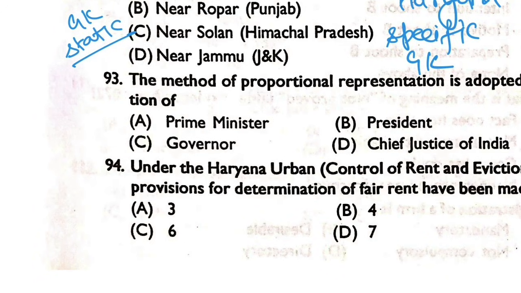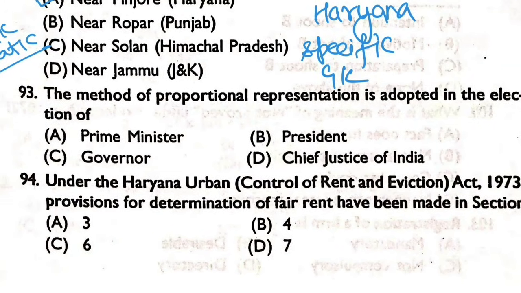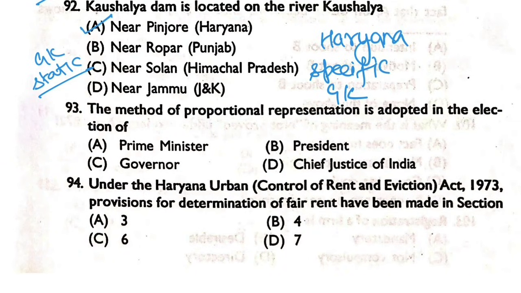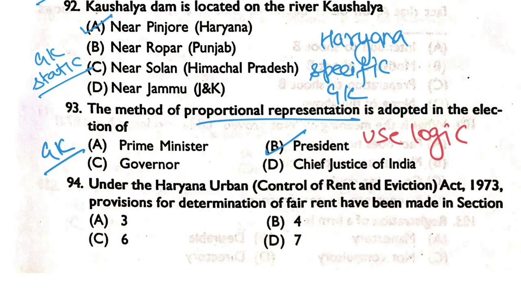Question 93, method of proportional representation. The answer is president. You can also use logic here, because you know prime minister is by general elections. There is no proportional representation in those elections. Governor, there is no proportional representation. Chief Justice of India, there is no proportional representation. So the answer is president.